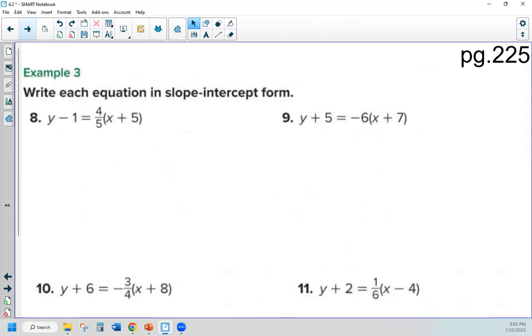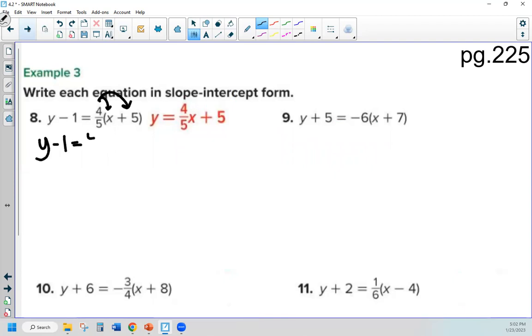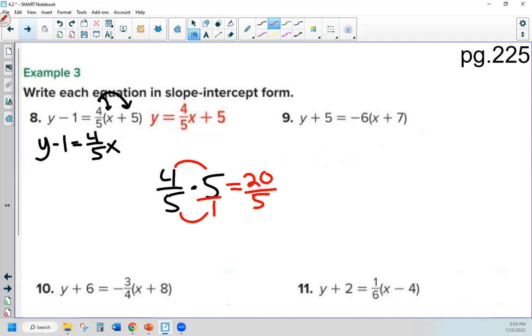All right, well, what I'm going to do right now is I'm going to show you the answer for number 8, and I'm going to go ahead and do it pretty quickly. All right, what we want to do right here is the distributive property, where we do 4/5 times x is 4/5, and 4/5 times 5. Fraction times the whole number, just turn it into a fraction times a fraction. When you do a fraction times a fraction, your numerators multiply, your top numbers, and your bottom numbers multiply.